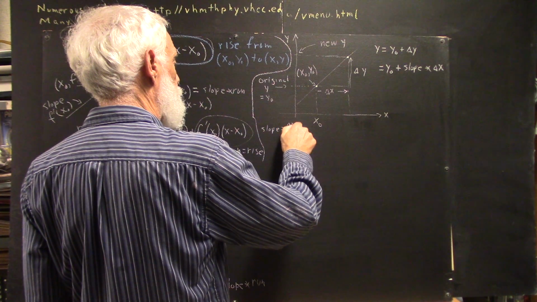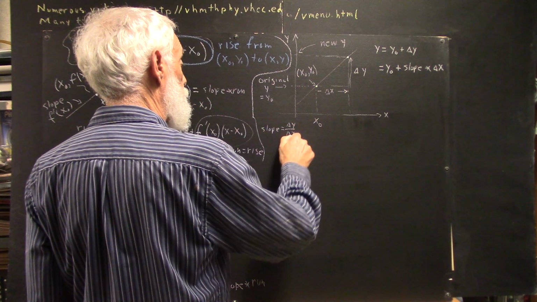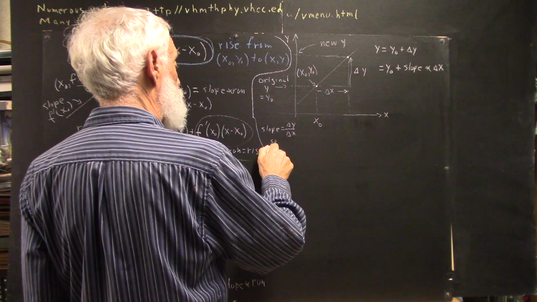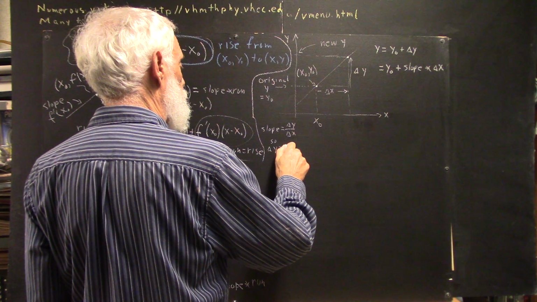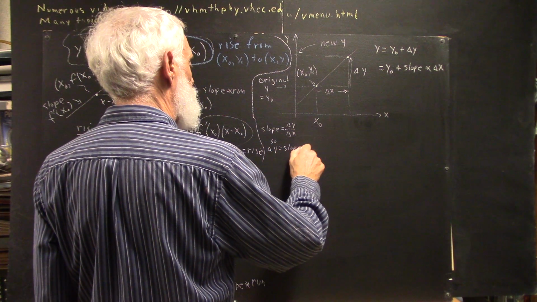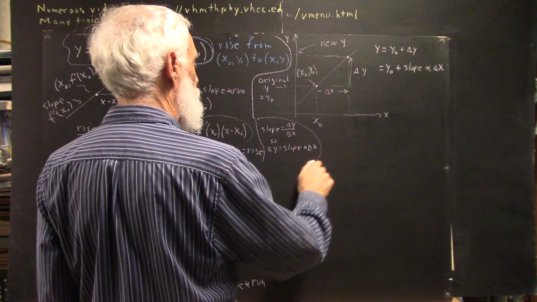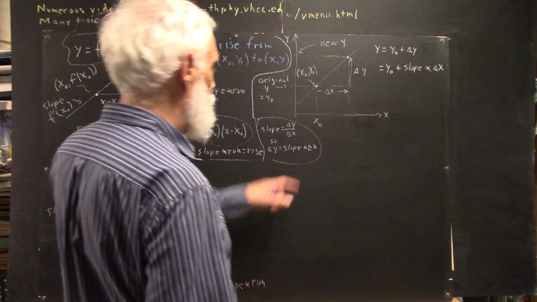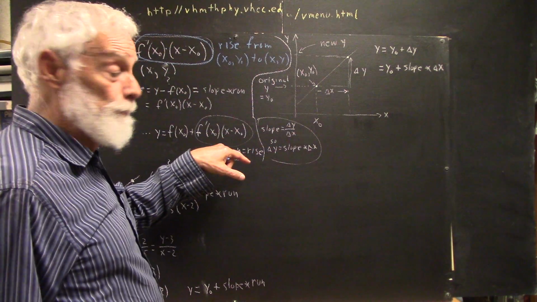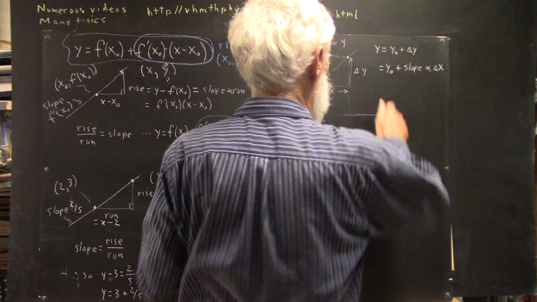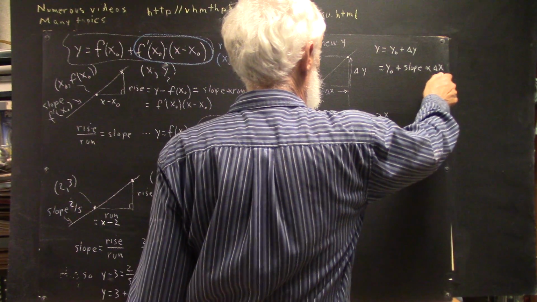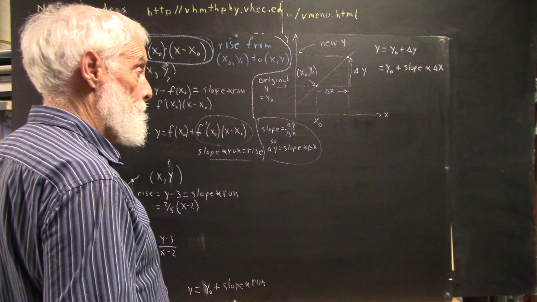And I'll just jot down over here that slope equals rise over run, of course, and that's delta y over delta x, so delta y equals slope times delta x. So we've got to understand this very well to understand why y then is going to equal y naught plus the slope times delta x.